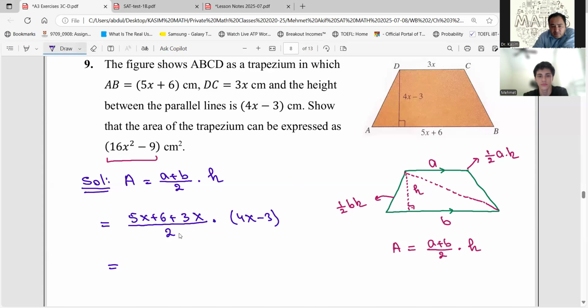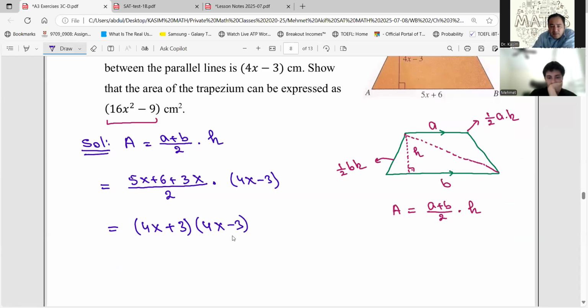Now let's simplify the top. Can you simplify the top of this fraction? 8x plus 6, right? And if you divide it by 2, 8x divided by 2 is 4x, 6 divided by 2 is 3, right? And here we have 4x minus 3. We practice a lot of questions similar to this. That's a plus b times a minus b, which is equal to a squared minus b squared. So 4x squared is 16x squared, minus 3 squared is 9, which is the same thing, right?